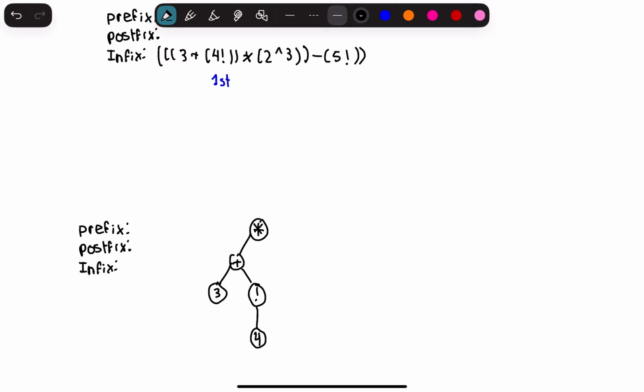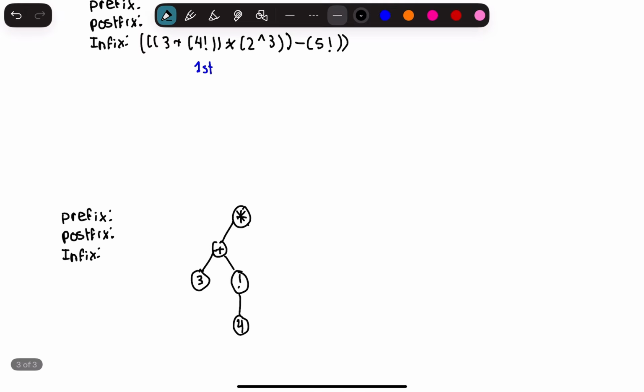So now we can go down that other path. What is in 2? We can see that it's 2 to the power of 3. So you can see that's being raised to something. So you need 2, and then you have 3. Now over here, we can see that there is something being subtracted. And that's going to be a factorial, and that's just going to be 5.